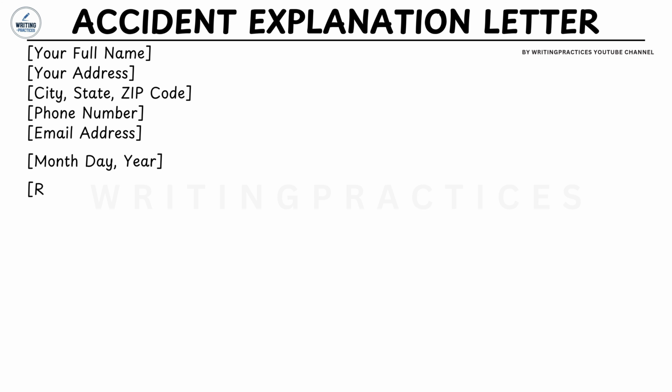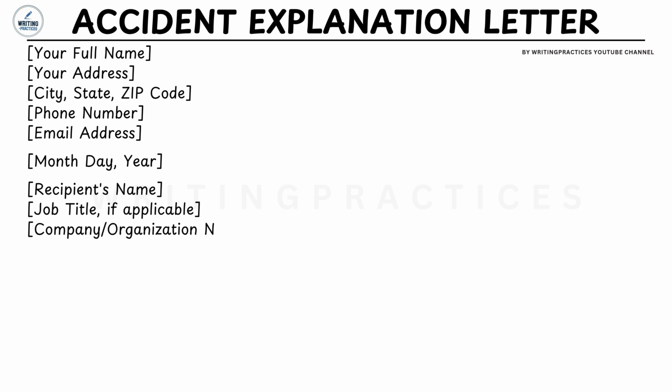Recipient information. Next, write the details of the person or organization receiving the explanation. For example, Jennifer Reynolds, Safety Manager, Summit Manufacturing Group, 850 Corporate Parkway, Phoenix, Arizona 85004. This directs the letter to the appropriate individual responsible for reviewing the matter. Always make sure the recipient information matches the person handling the investigation or review.